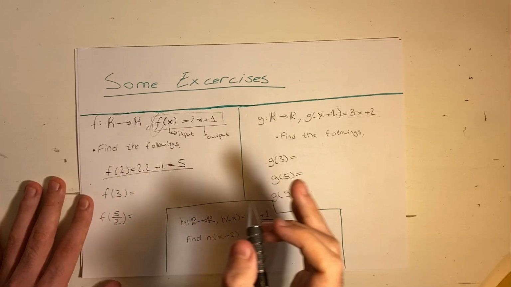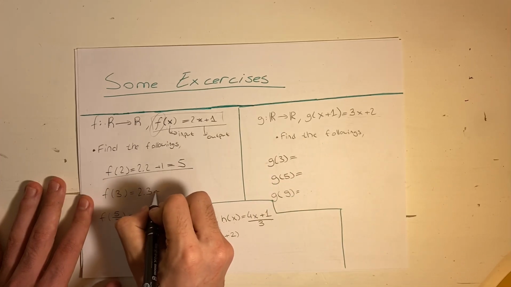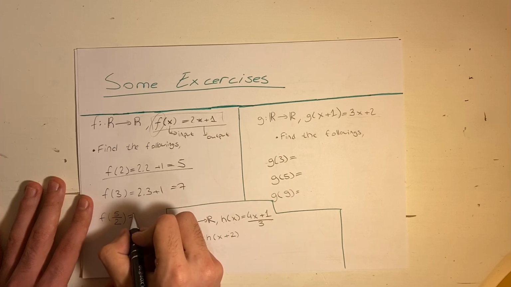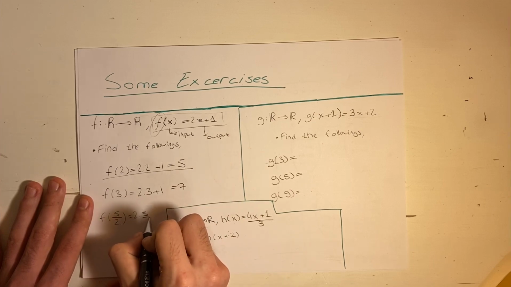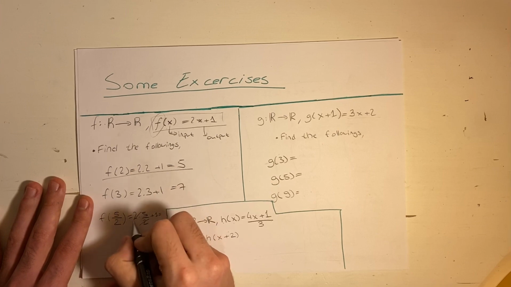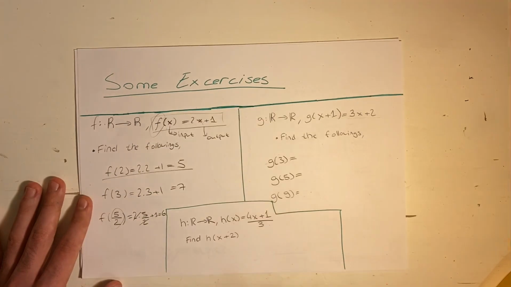This is how simple it is, right? It's very simple. 2 times 3 plus 1 gives you 7. 2 times 5 over 2 plus 1 is 6. You are substituting the value instead of x.